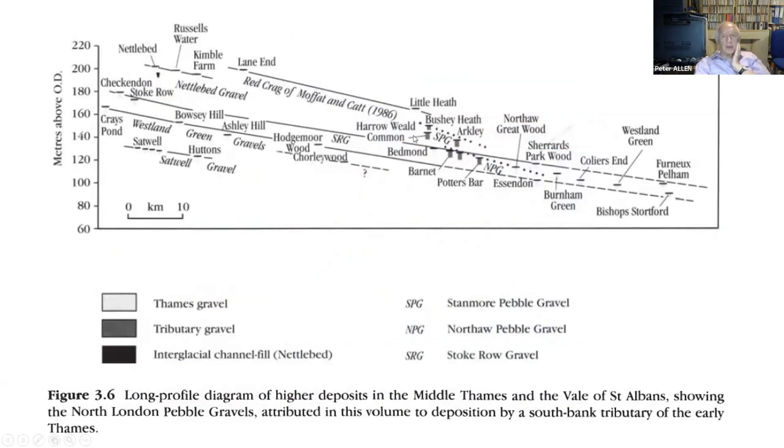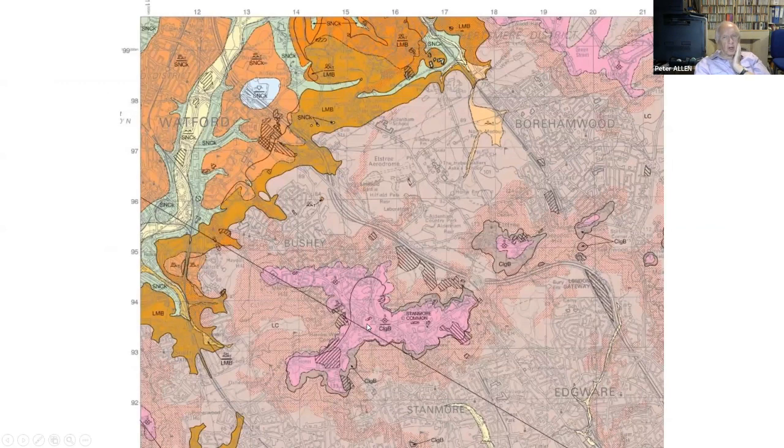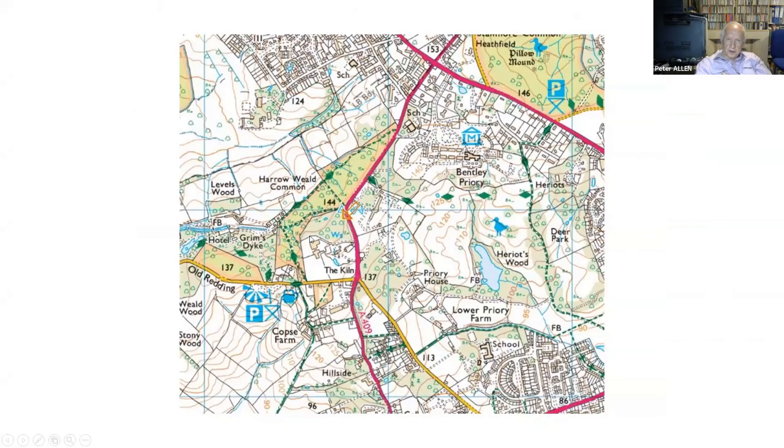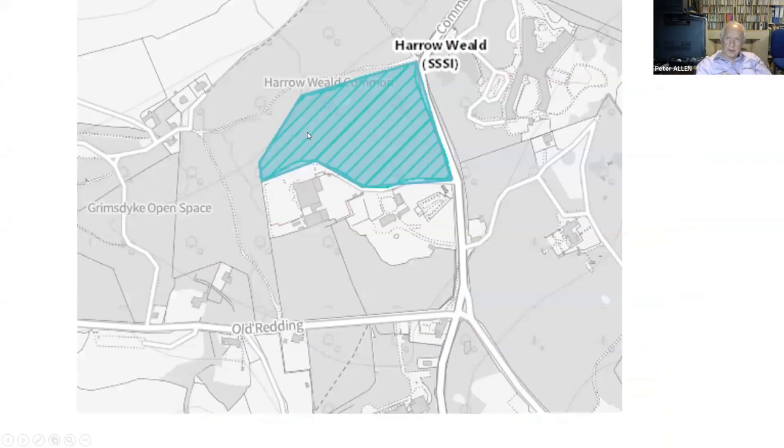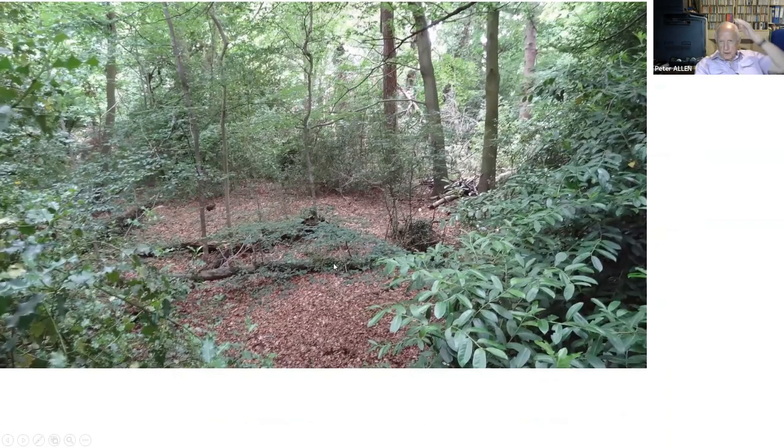So another possible outcrop comes here at Harrow Weald, part of your ground, as it were. Here's some of these high-level gravels at Stanmore Common, and here's the location. It's a triple SI. And here's a picture I've downloaded of the area.